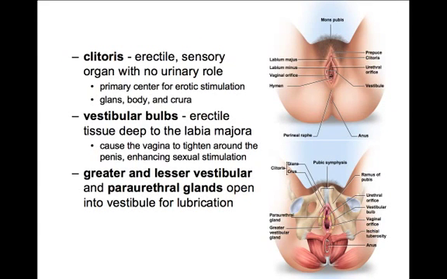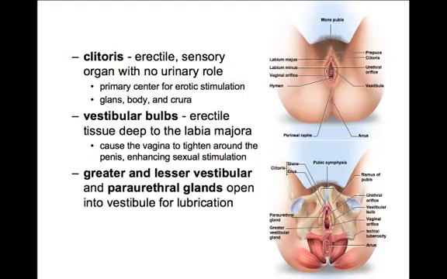The clitoris is composed of erectile and sensory tissue. It doesn't have any urinary role. It's the primary center of erotic stimulation. It has a glans, or head, and a body which extends internally, inferior to the pubic symphysis. It also has corpora cavernosa, as the penis did. That's the erectile tissue. And it diverges at its internal end as a pair of crura, just like those that we see in the male penis.